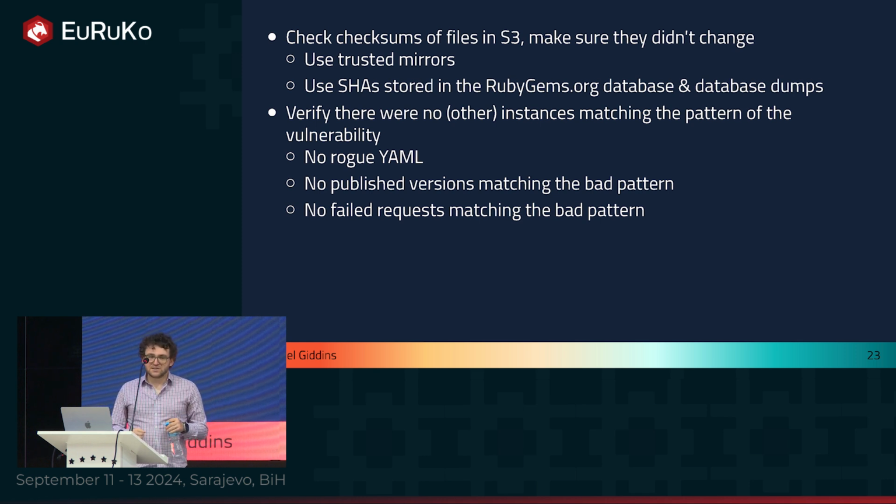We also used the checksums stored in the RubyGems.org database and in the database dumps that we make publicly available. We verified that there were no other instances matching the pattern of the vulnerability, which in this case was YAML that used some action dispatch class to execute arbitrary code when the YAML was deserialized, which happened because, of course, gem specs in .gems are YAML.